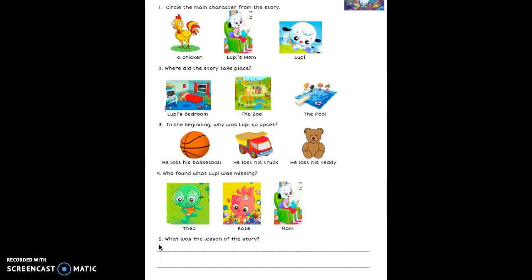Number 5 is a bit of a challenge. Let me read it to you. What was the lesson of the story? So here you would write what the lesson was from the story. If you need help, you can ask a friend to help you write, or maybe you could flip it over and draw a picture. What was the lesson of the story? And remember, boys and girls, if you need to hear the question again, you can rewind this video.